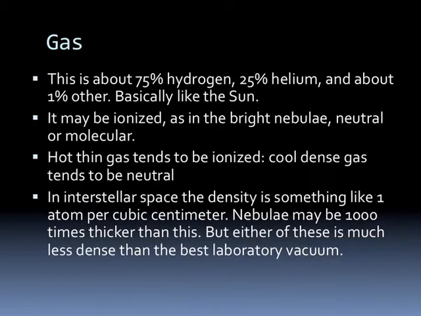It may be ionized, as in the Bright Nebula, or it may be neutral or molecular. Hot thin gas tends to be ionized. Cool dense gas tends to be neutral. In interstellar space, the density is something like 1 atom per cubic centimeter. Nebula may be 1,000 times thicker than this, but either of these is much less dense than the very best laboratory vacuum we could ever get.